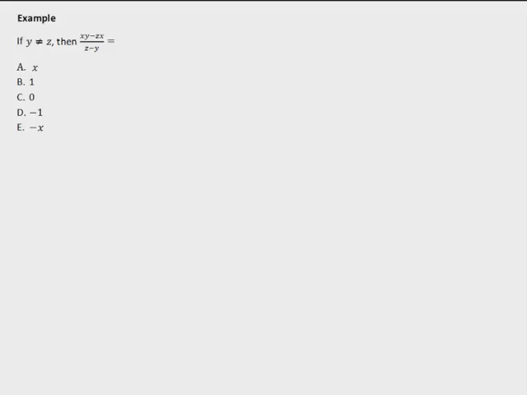If y is not equal to z, then (xy minus zx) over (z minus y) is equal to... So the numerator is xy minus zx. Let me use the opposite of the distributive property. Let me take x common. I see x common in both, so I pull out x and I'm left with y minus z. How do you know this is right? Just use the distributive property and you'll see that you get xy minus xz, which is the original expression. So the distributive property works both ways. It can be used to expand a factorization or it can be used to factor.